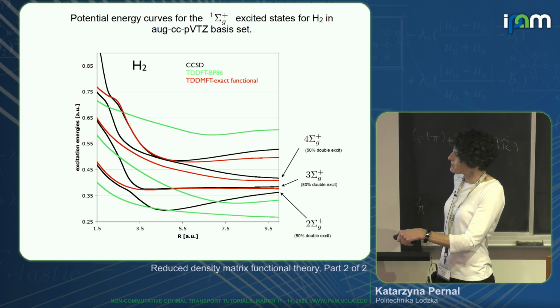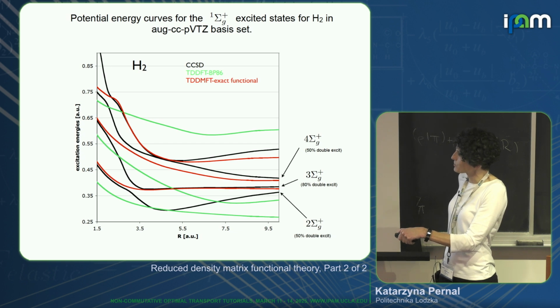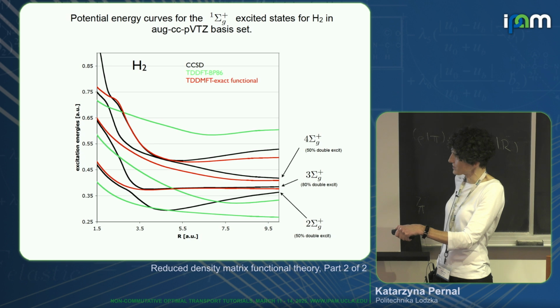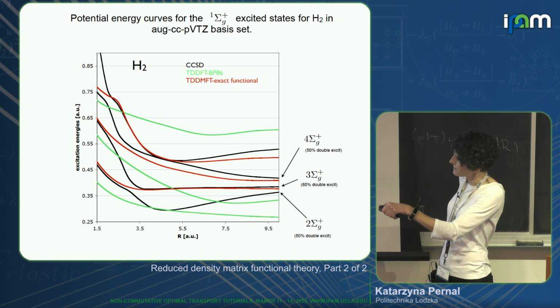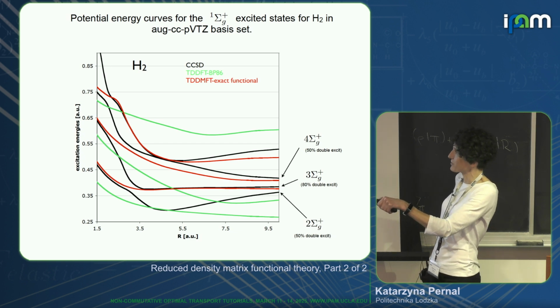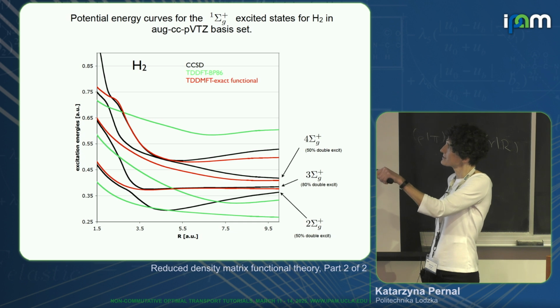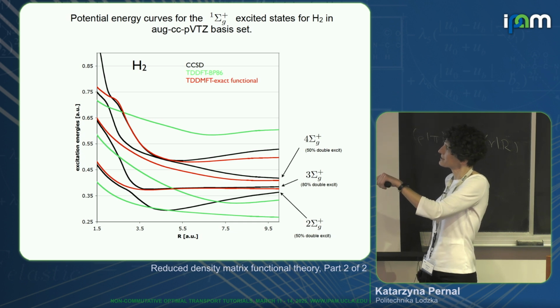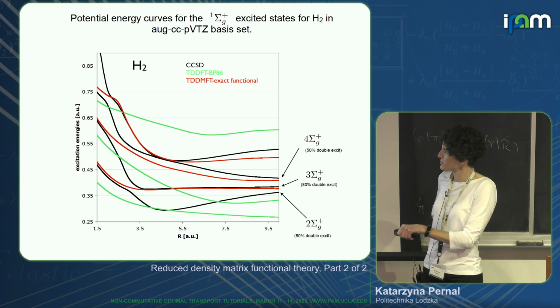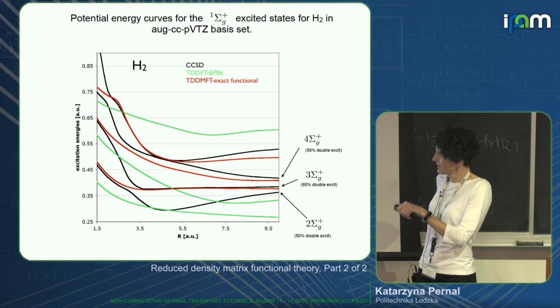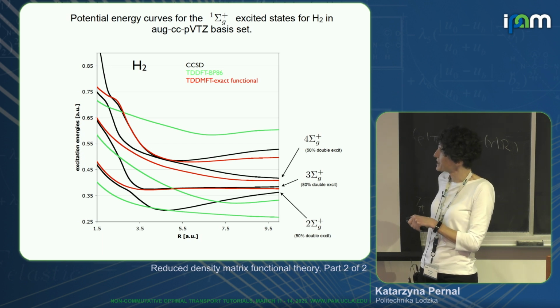Okay, so the black curves represent exact solutions, right? This is how the energy of the first excited state of this sigma g symmetry changes. Then the second excited state, the third, and the fourth. And then let's forget about green, because green is DFT. It was only to show that DFT is much worse here than DMFT.